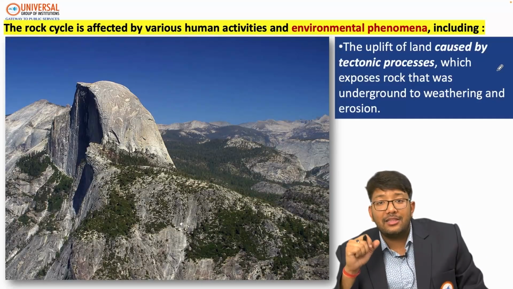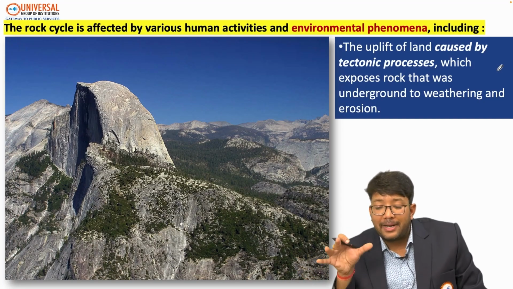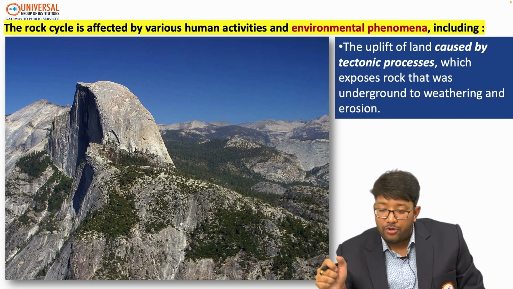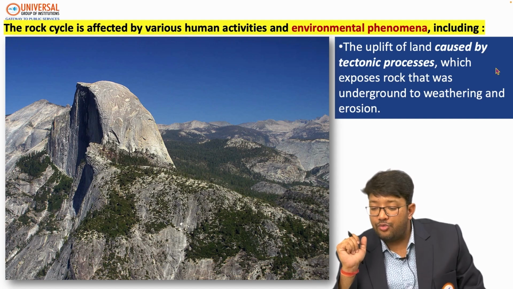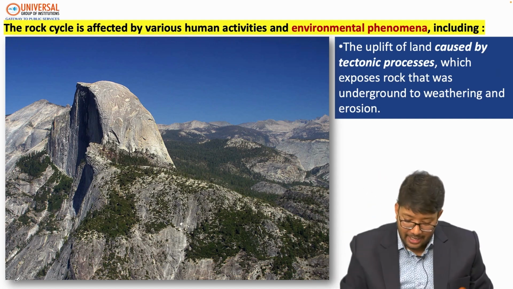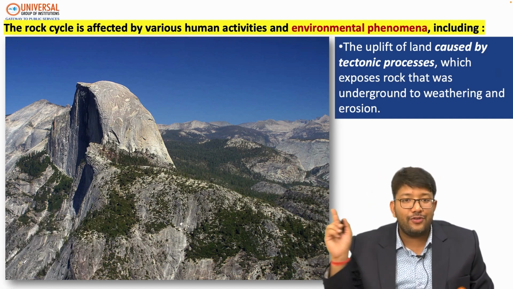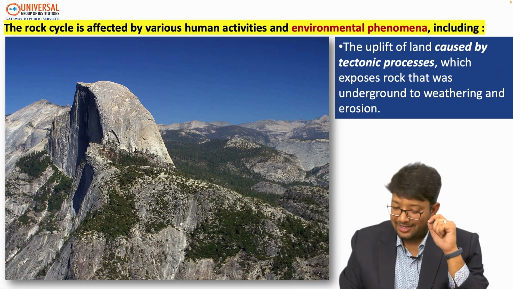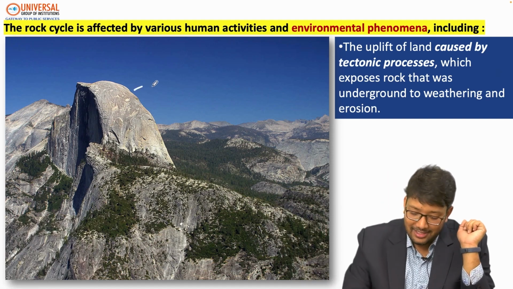The second impact is the upliftment of land caused by tectonic processes, which exposes rock that was underground to weathering and erosion. The photo in front of you I have already covered in one class. Can you guess that? The answer is batholith.